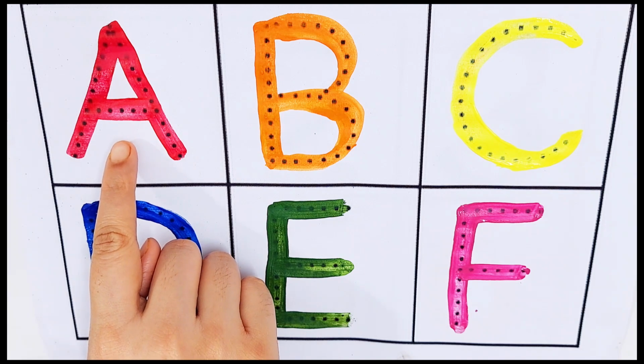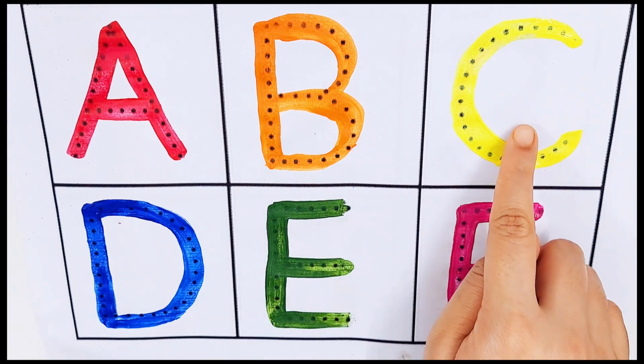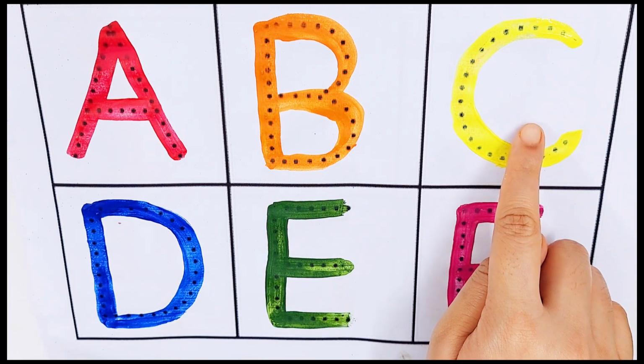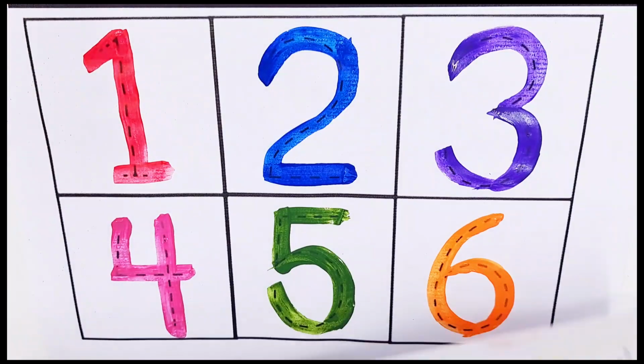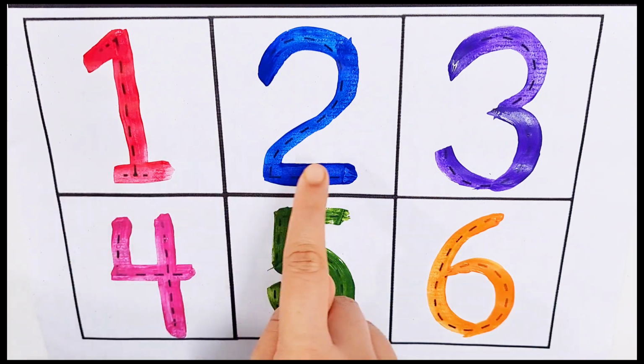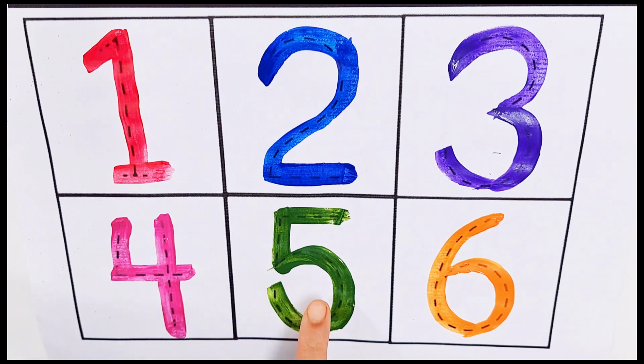A for apple. B for ball. C for candy. D for doll. E for eggplant. F for fruits. Number 1, number 2, number 3, number 4, number 5, number 6.